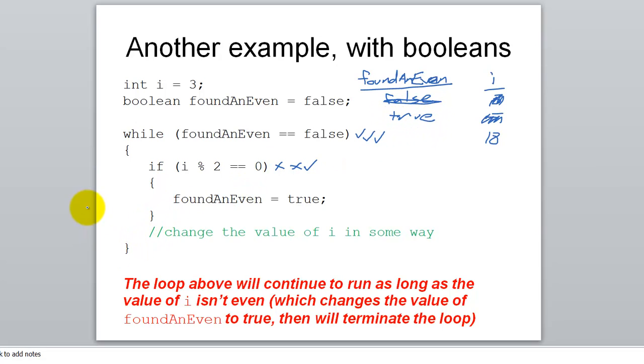We've reached the end of our loop and we go back up. While found and even is false. Nope, it's true now, so this doesn't run. So we continue execution of our code.